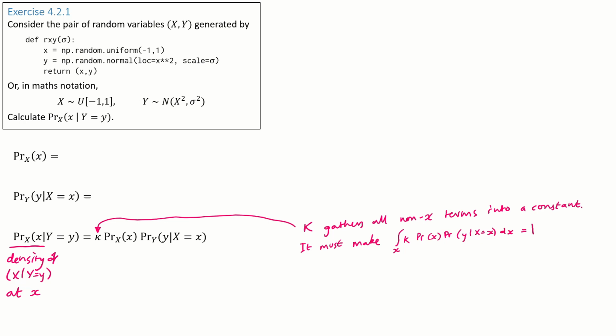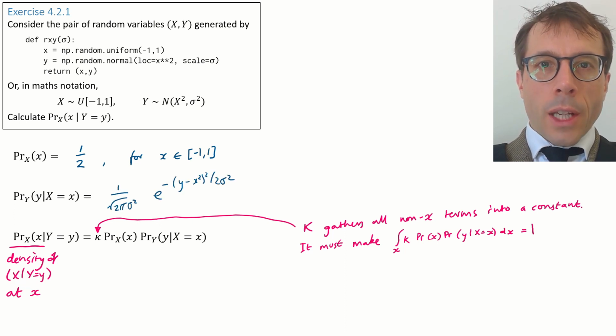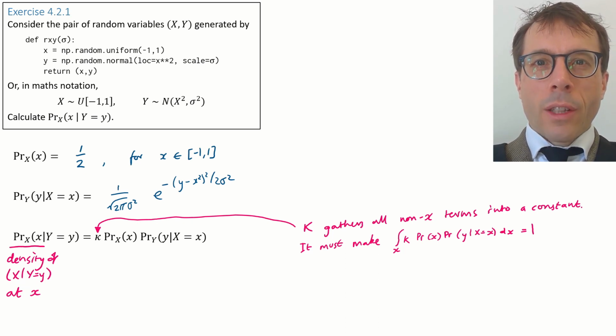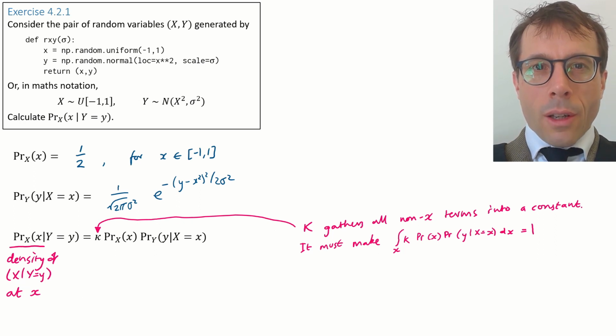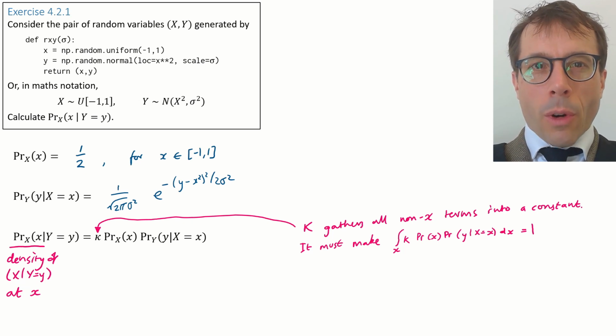So let's answer the question, let's fill in the pieces. We're told x is uniform from -1 to 1, so its density is a half. We're told y is normally distributed with mean x squared, so here's the conditional density of y, just the normal density function that you should know and love. Make sure you write it out properly. We're conditioning on the event that the random variable big X takes value little x, so the mean is little x squared. Don't put big X on the right-hand side here. There must be no random variables on the right-hand side.